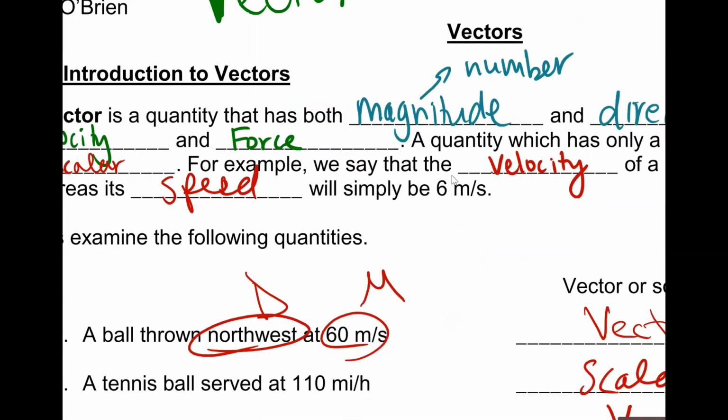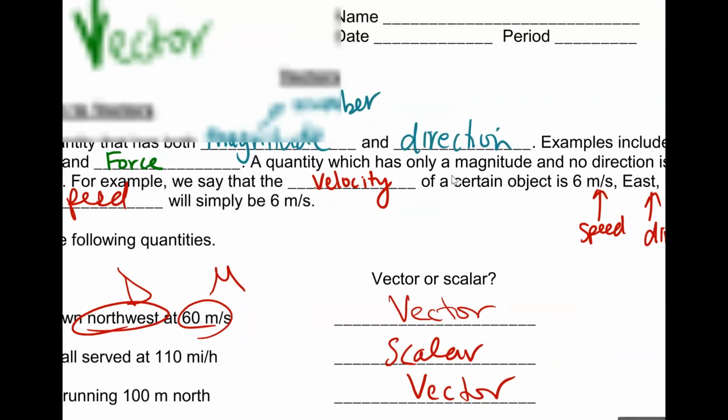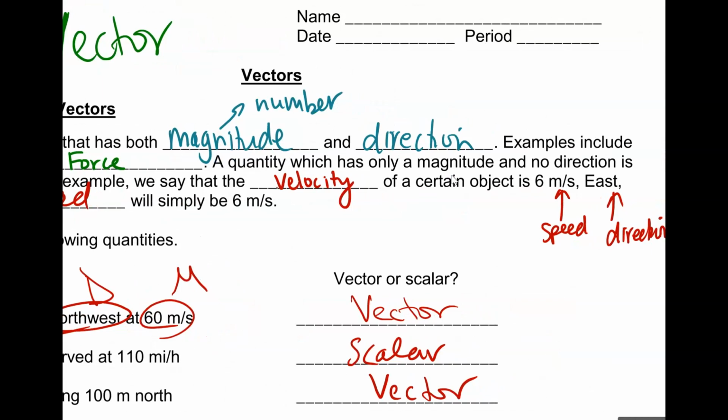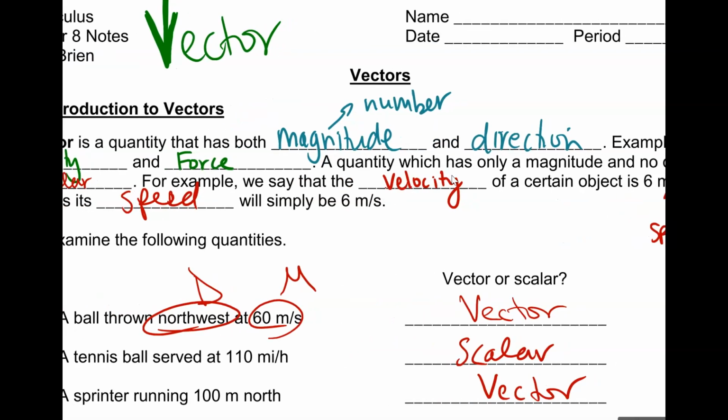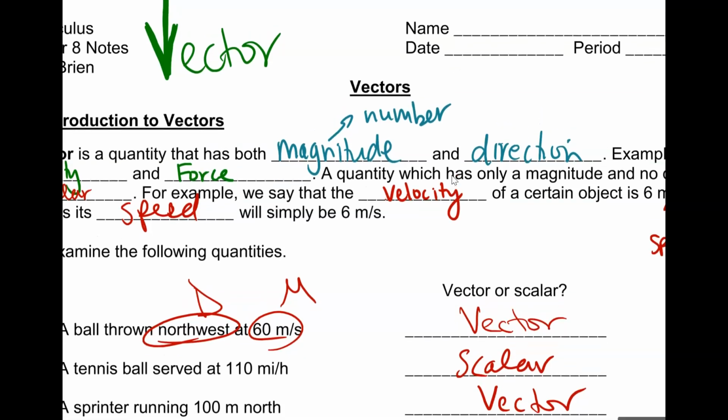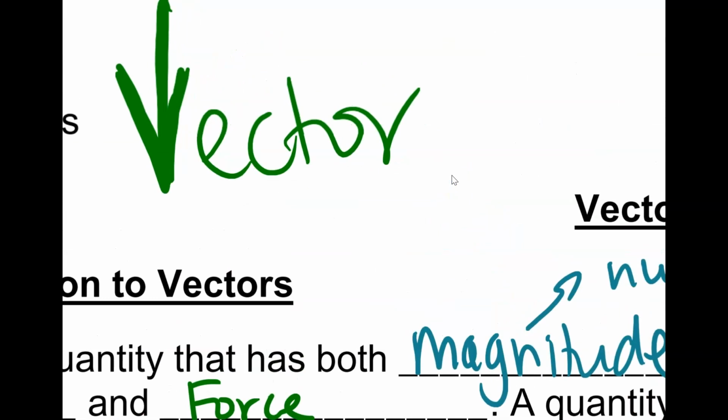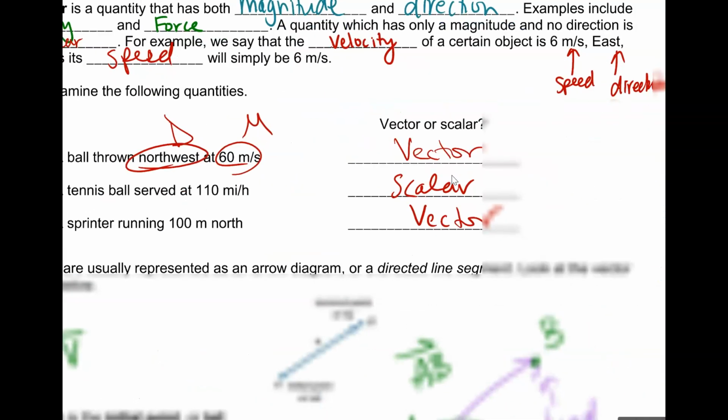For example, let's say the velocity of a certain object is 6 meters per second east. Speed is meters per second, and your direction is east, right? The 6 meters per second is your magnitude, and its speed would simply be 6 meters per second. So the velocity is 6 meters per second east, and the speed is 6 meters per second. Speed is what your speedometer tells you. Velocity is with a direction. That's why I say a vector is literally an arrow, right? Your vector is a number with a direction, with an arrow.